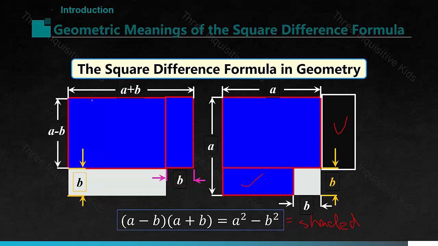On the left side, our blue part is a plus b times a minus b. That's its area. So that's the left side of the equation. And then on the right side of the equation, we have a squared, a times a, minus b squared, this small gray area. But the area is actually still the same. That's how we got the equal sign in the middle.